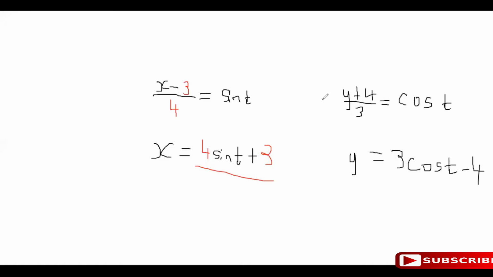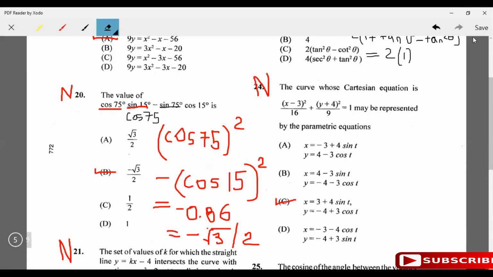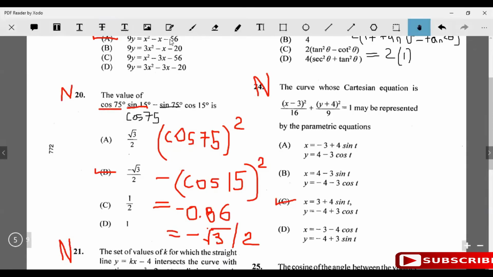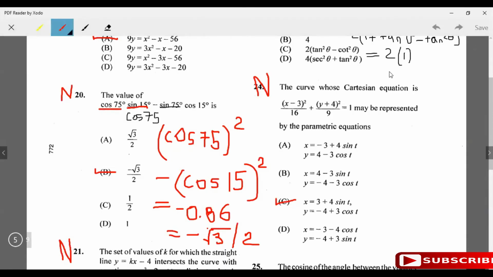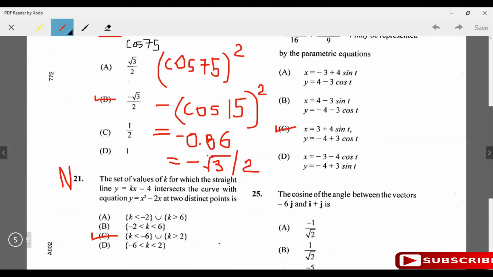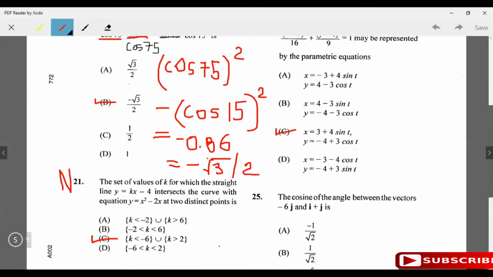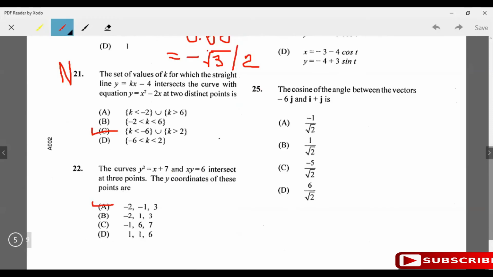Yes, this is 2019 paper. All right, this was the year they gave 25 new questions. A fresh batch of papers. All right, so that's option C, easy question.